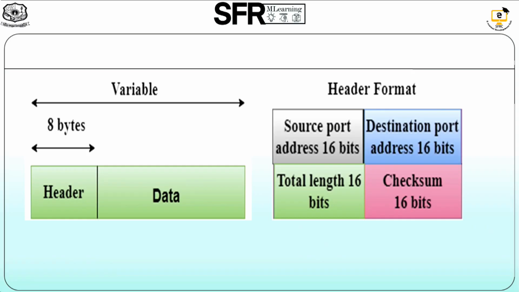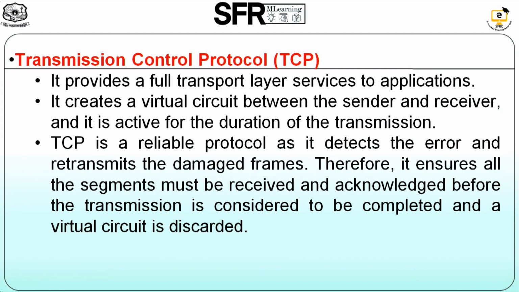This is the format of UDP. It contains a header and data, and the header contains the source port address in 16 bits and the destination port in 16 bits. The total length is 16 bits and the checksum is 16 bits.